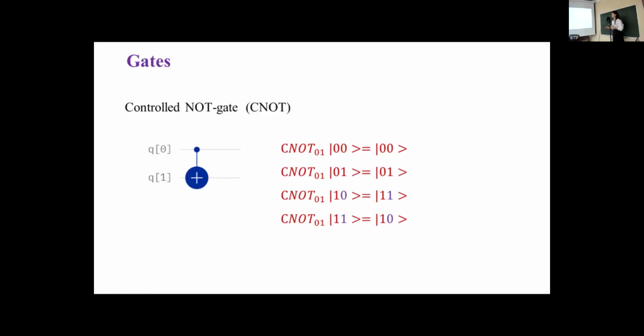In the case of the controlled NOT gate, we have a more complicated situation because, depending on the state of qubit 0, we have an action on qubit 1 or we do not have an action on qubit 1. So if the state of qubit 0 is 1, we have to change the state of qubit 1 to the opposite. So the action of the controlled NOT gate on the state 1, 0 is 1, 1, and the action of the controlled NOT gate on the state 1, 1 is 1, 0.